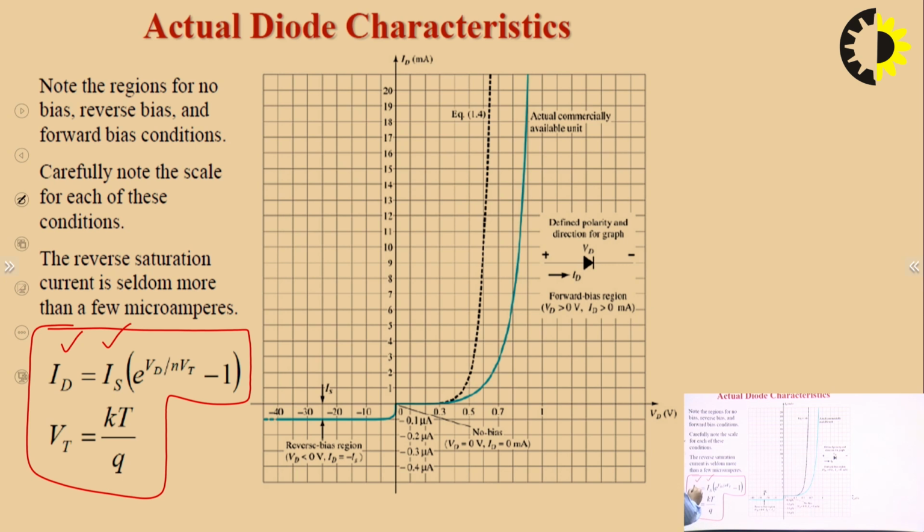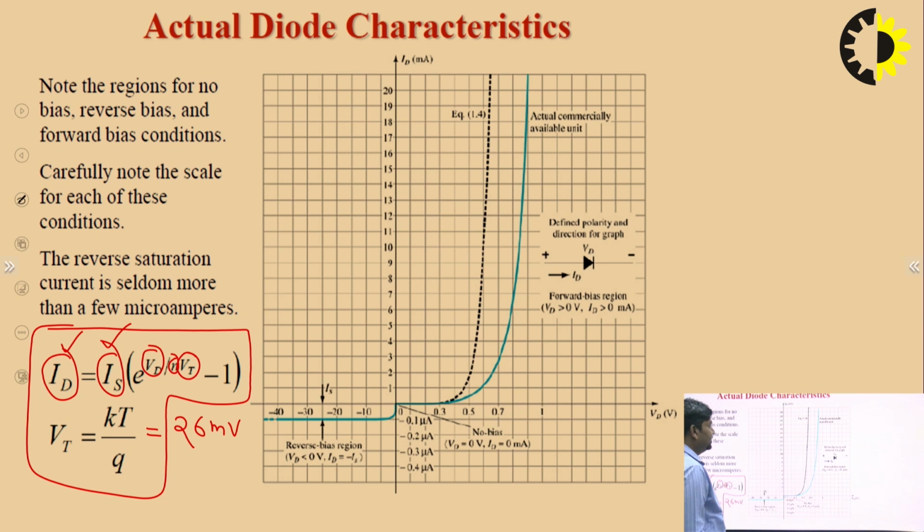What is the meaning of ID? ID is the diode current, IS is the reverse saturation current, Vd is the voltage across the diode, eta is a constant. For germanium it is equal to 1 and for silicon it is equal to 2. Vt is the thermal voltage and we calculate it by kT upon q. Ideally at room temperature, the value of Vt is 26 millivolt.